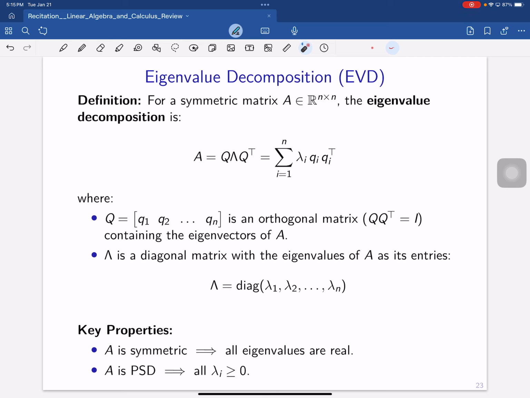And then there are a few other properties. When A is symmetric, you can show that all the eigenvalues are real, right? Why is this not trivial? Because when you solve this characteristic polynomial, it is a high-order polynomial. Not necessarily all the roots of that polynomial are real numbers, right? You could have complex numbers, but if A is symmetric, you can show that all the eigenvalues are real. And of course, when A is PSD, then all the lambdas are greater than or equal to 0. Right? So this is a property we will be using when we talk about semi-definite programming.